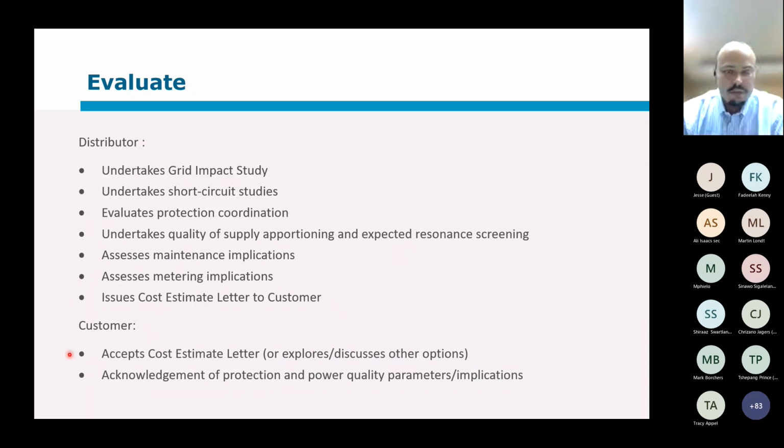Now, the customer will accept the cost estimate letter or maybe ask for alternative options. Look at what could maybe be a more economic solution. The customer also has to acknowledge what those protection and power quality parameters and the implications are.